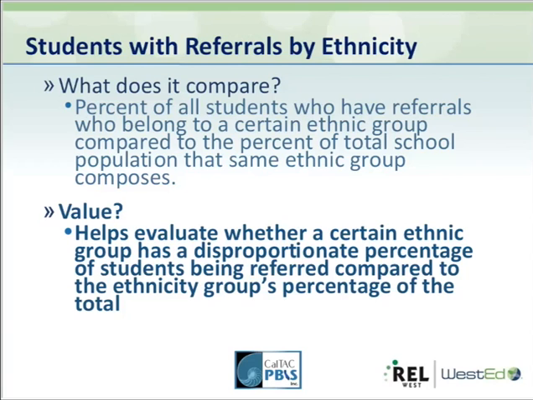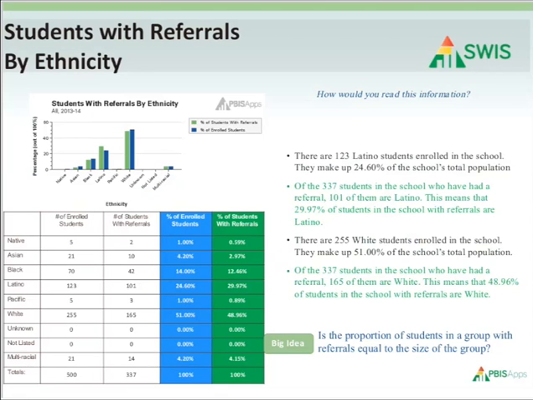So the data points for this one are that you would look at what percentage of the total population is the racial ethnic group, and then you would compare that to what percent of the students who have referrals in this school are from this racial ethnic group. So now we're talking about students, not just referrals. So again, it will help to tell the story, and we'll follow the same data.